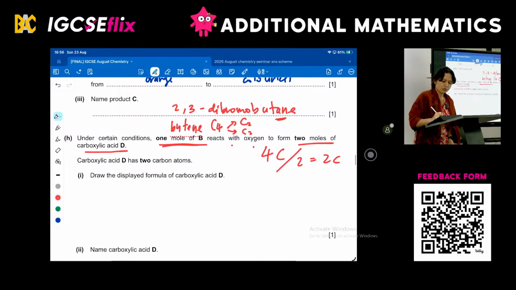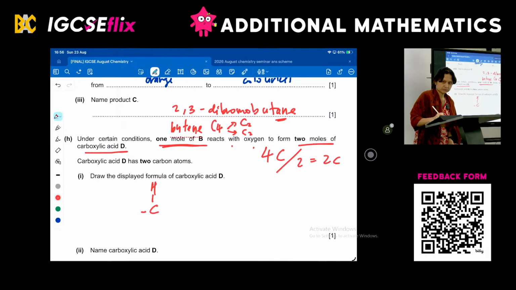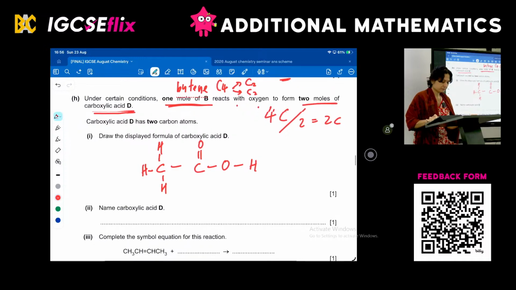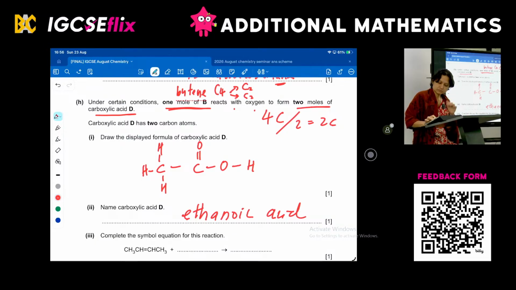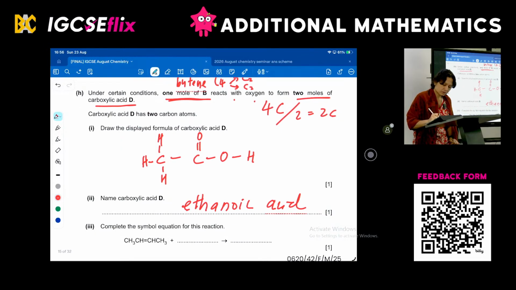So you're just supposed to draw ethanoic acid. CH3COOH, with the O dash H. So it reacts with oxygen to form CH3COOH, okay? But you need to have 2 of it, and so you need to have 2 oxygen.